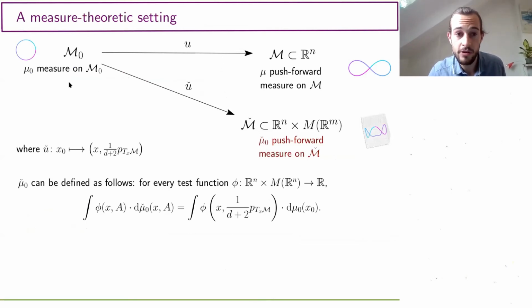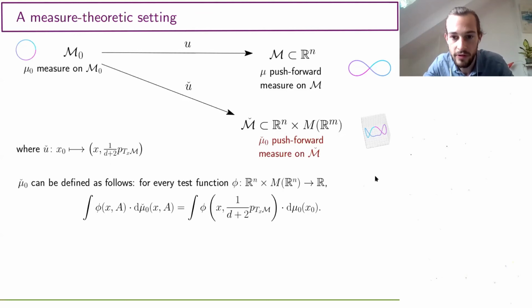In this new setting, M0, the abstract manifold, is endowed with a measure that I call mu0. The immersion U will take mu0 to mu, and U check will take mu0 to mu0 check. So from now on, the object of interest is mu0 check. If mu0 has full support, then mu0 check will have support M check. So we will be able to recover M check from mu0 check. And notice that I added a normalization factor here in U check just for technical reasons.